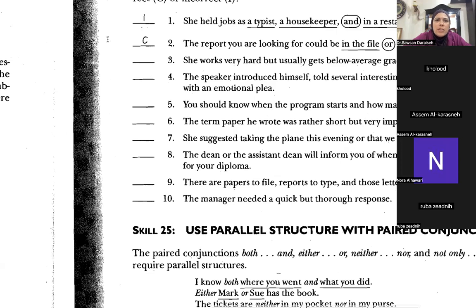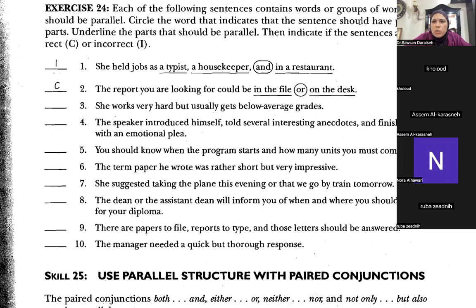So it says here, each of the following sentences contains words or groups of words that should be parallel. Circle the word that indicates that the sentence should have parallel parts. Circle what? The word, that is and, or. That means the conjunction, okay? We only have and, or, but anyway. Underline the parts that should be parallel, that is before the conjunction and after the conjunction. Then indicate if the sentences are correct or incorrect, okay?